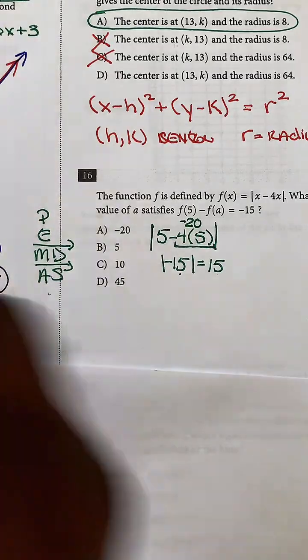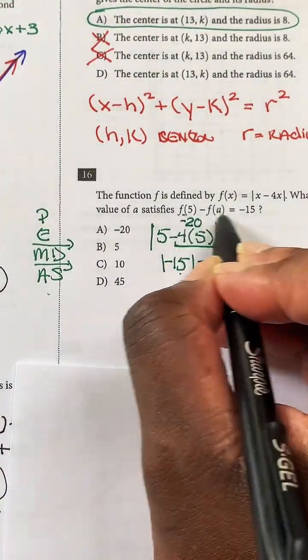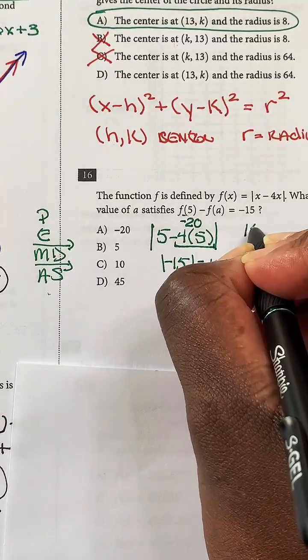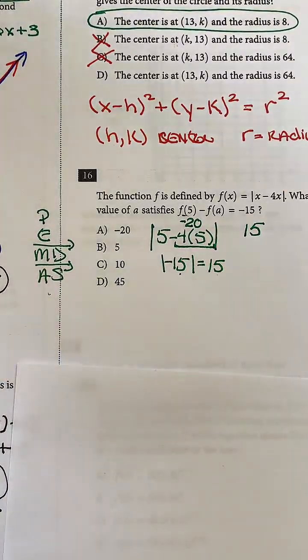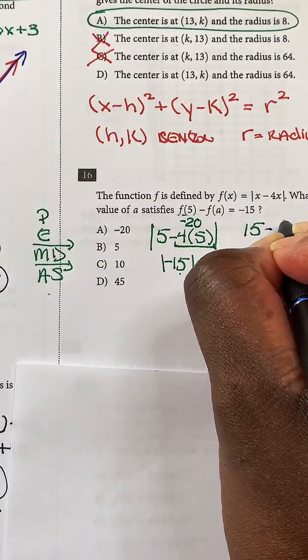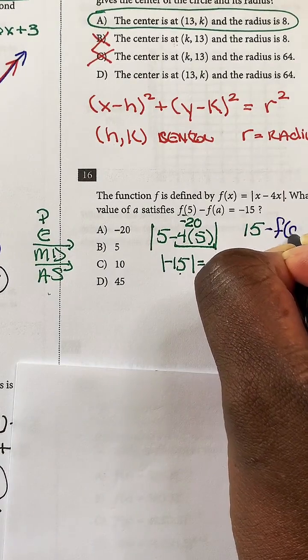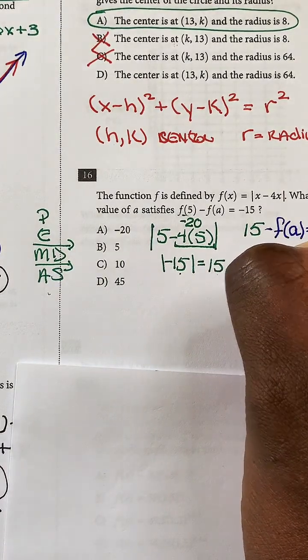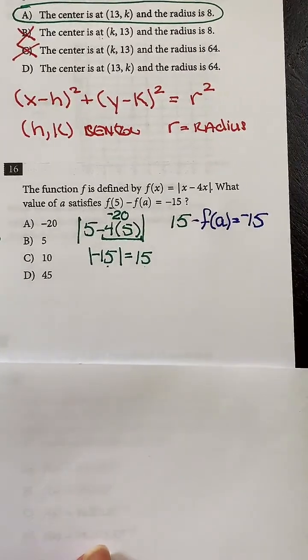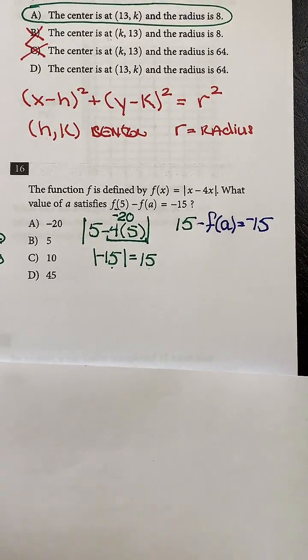So now I can replace, looking at this equation up here, I'm going to replace the 15 with our equation of f of a equals negative 15. Let me slide that over so you can see it.